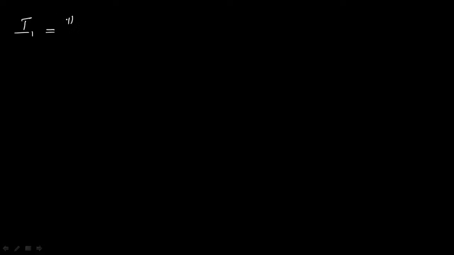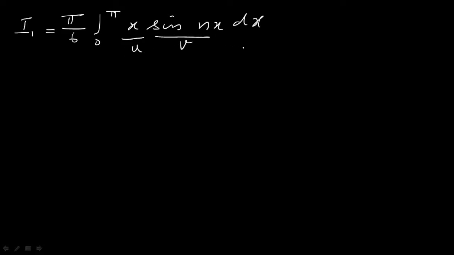So I1 is pi by 6 integral from 0 to pi x sine nx dx. This is your first integral. Here you take the first one as u and the second one as v. So you know the formula, integral uv dx is equal to uv1 minus u dash v2. You have up to two terms for this function because here you have u as x. The first derivative you get 1, whereas the second derivative becomes 0. So if you apply Bernoulli's formula, you have only these two terms.